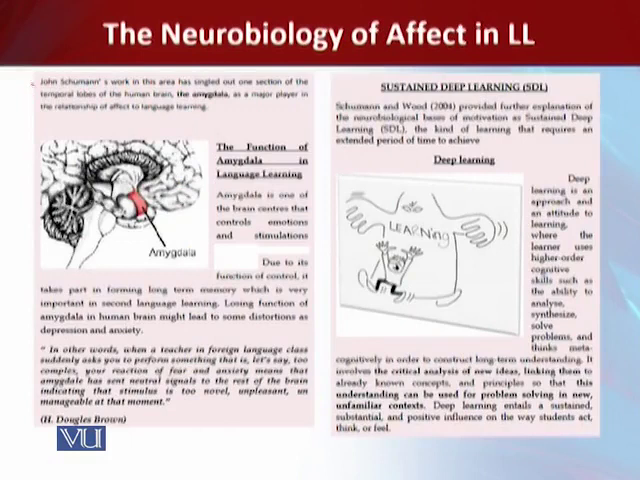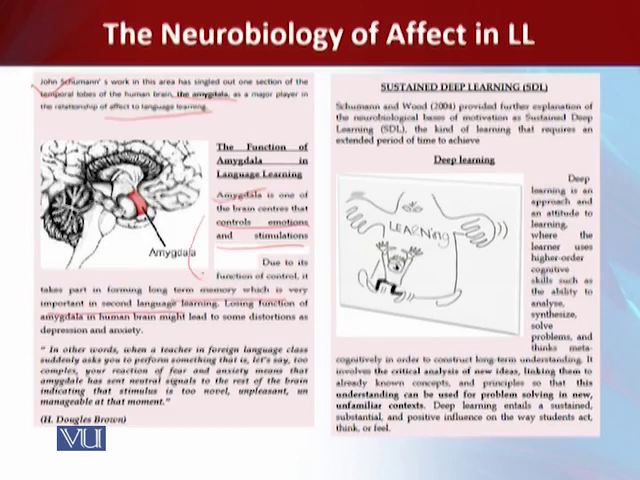So let's first talk about the function of the amygdala in language learning. Now, John Schumann's work in this area has singled out one section of the temporal lobes of the human brain, the amygdala, as a major player in the relationship of affect to language learning. Basically, the amygdala is one of the brain centers that controls emotions and stimulations. Due to its function of control, it takes part in forming long-term memory, which is very important in second language learners. So that's the key to understand.